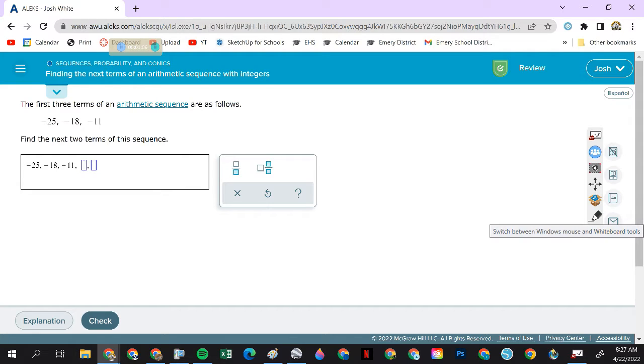Okay. What's the pattern here? It's plus 7 again. And we're in the negatives, which is fine. Negative 25 plus 7 is negative 18. Negative 18 plus 7 is negative 11. What would the next term be? Negative 4 and then 3.